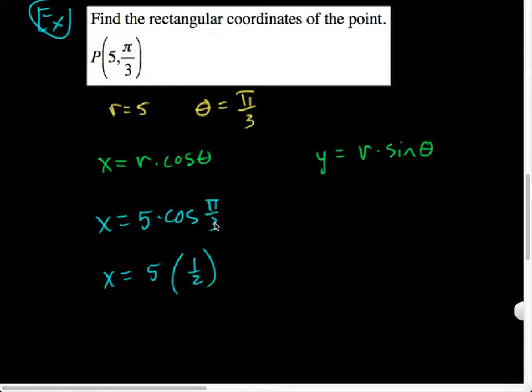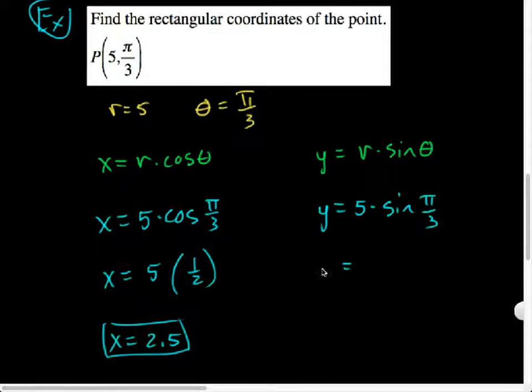That's cos of 60, so I believe that's a half. So x is going to equal 2.5. Right? And y is going to equal 5 times sine of pi over 3.